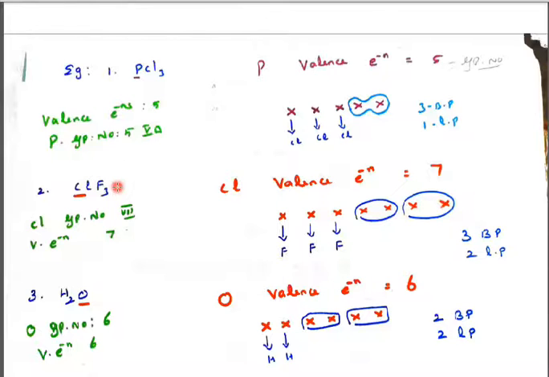So combined with 3 fluorine. 1 fluorine, 2nd fluorine, 3rd fluorine. So this is called bond pair. What bond pair? 1 bond pair, 2nd bond pair, 3rd bond pair. So left out, this is 1 lone pair and this is another lone pair. So it has 3 bond pairs and 2 lone pairs.